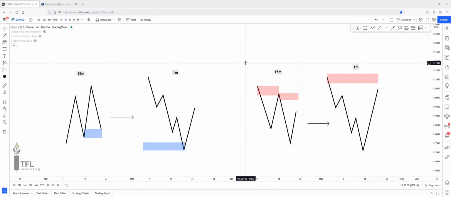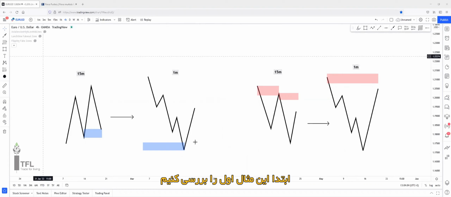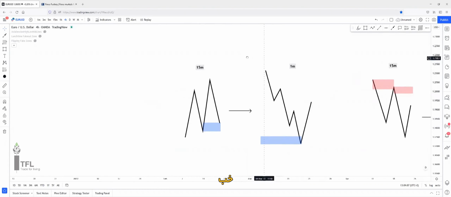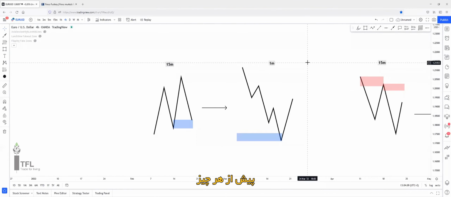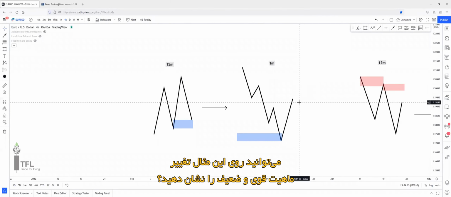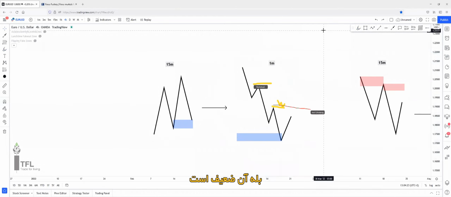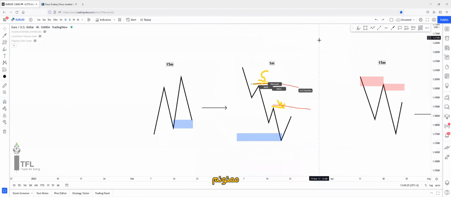So let's just begin. As you can see, I've drawn two separate examples. First, we will take a look at this first example. What is a strong change of character and what is a weak change of character? Can you show me which is the strong and which is the weak change of character on this example? Just draw on my screen, please. Weak, exactly, Ramona. And that's a strong, yeah, thank you.